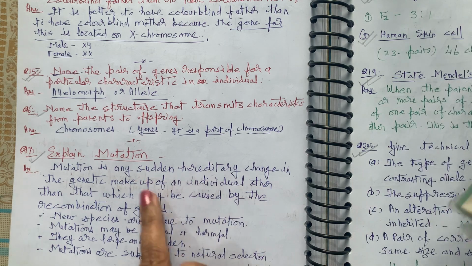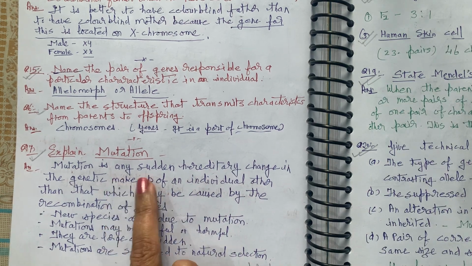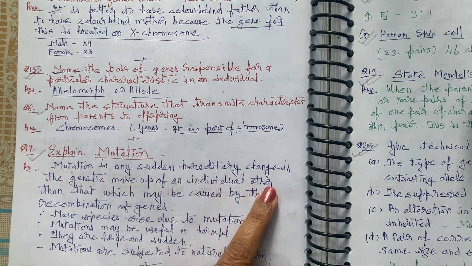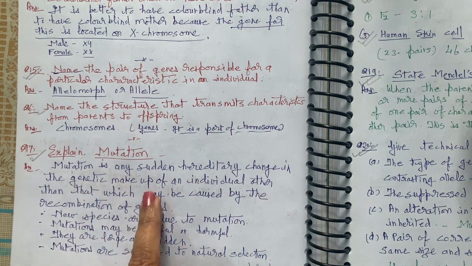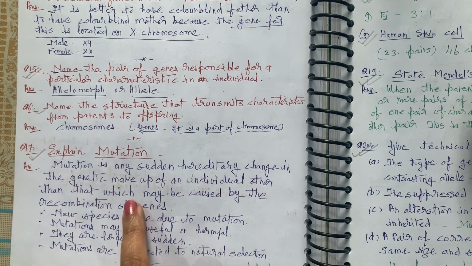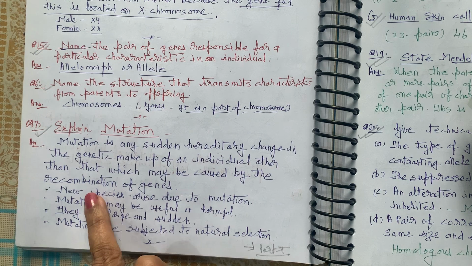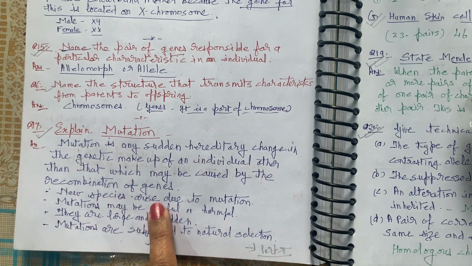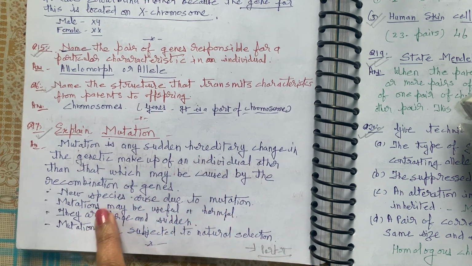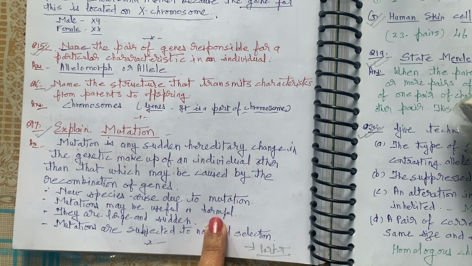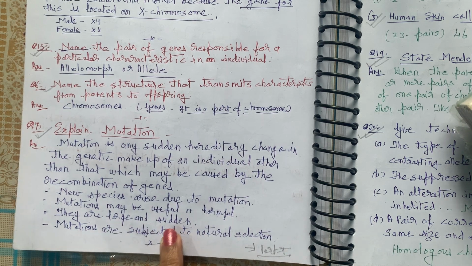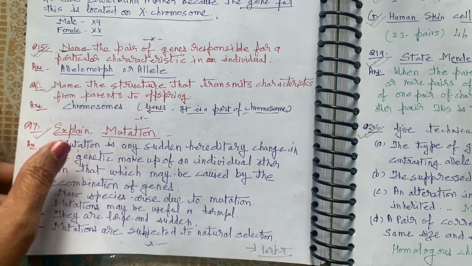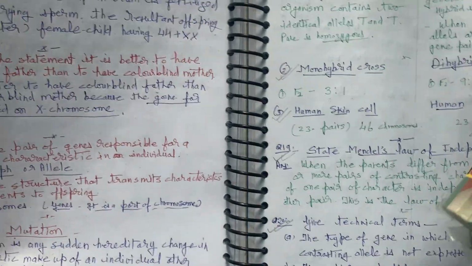Explain mutation. These are all repeated board questions. Mutation is any sudden hereditary change in the genetic makeup of an individual other than that which may be caused by the recombination of the genes. New species arise due to mutation. Mutations may be useful or harmful. They are large and sudden, and they are subjected to natural selection. I hope it is clear.